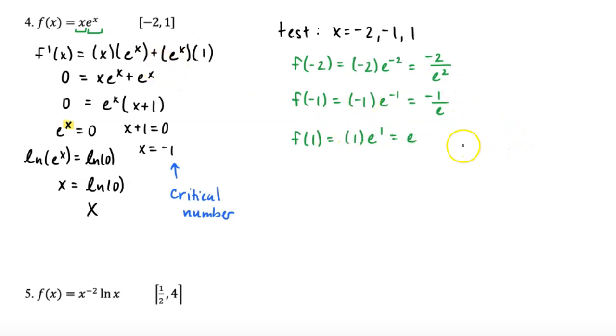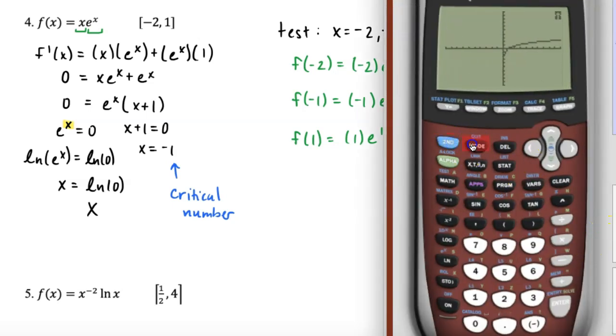So now I'm looking for the largest and the smallest value on this interval. Now I've actually only got one positive value, and so e is definitely going to be my max. So my max is definitely going to be e. It's the only positive value. And then I just have to see which is smaller between these two, and I can estimate that in my calculator.